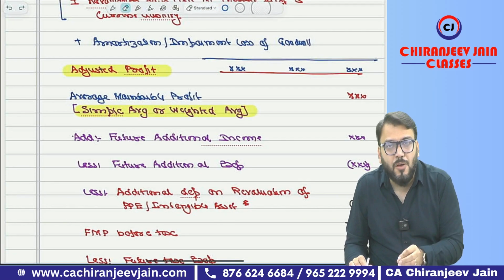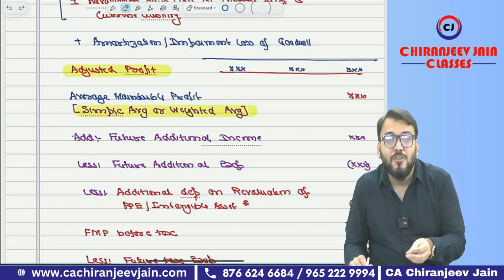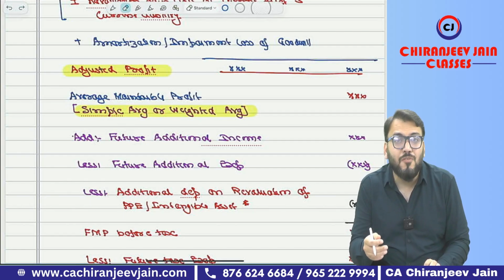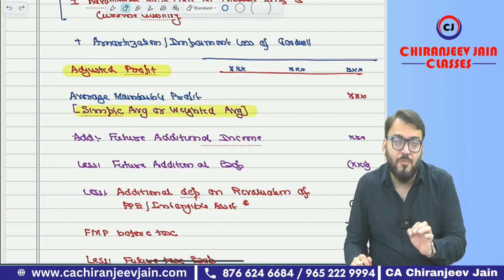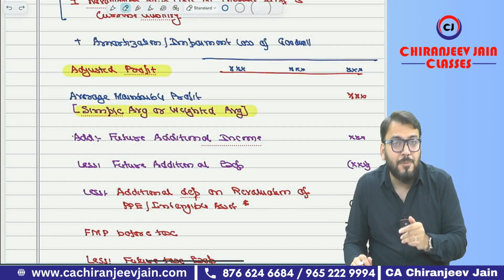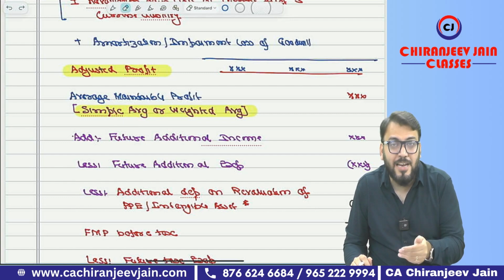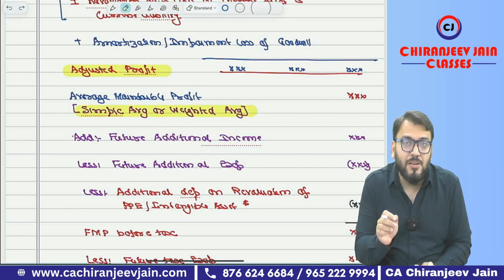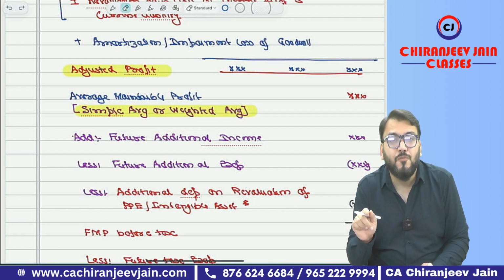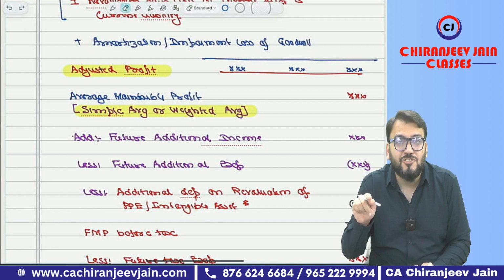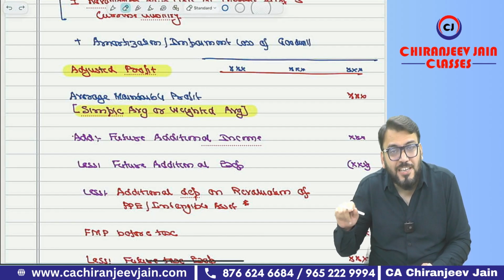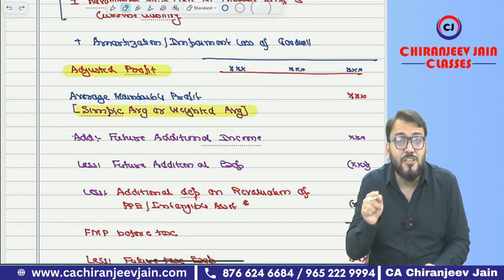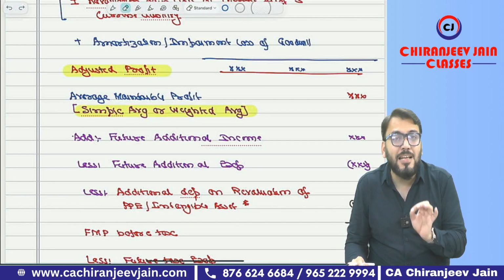Now whatever adjusted profit we have got for the last few years, we'll find out average profit. This average profit can be either simple average or weighted average. Simple average or weighted average depends upon the trend. If they have given profit percentage, then trend will be identified from the profit percentage. If the profit percentage has an increasing or decreasing trend, then we'll apply weighted average profit. If the profit percentage does not have any trend, then we apply simple average.